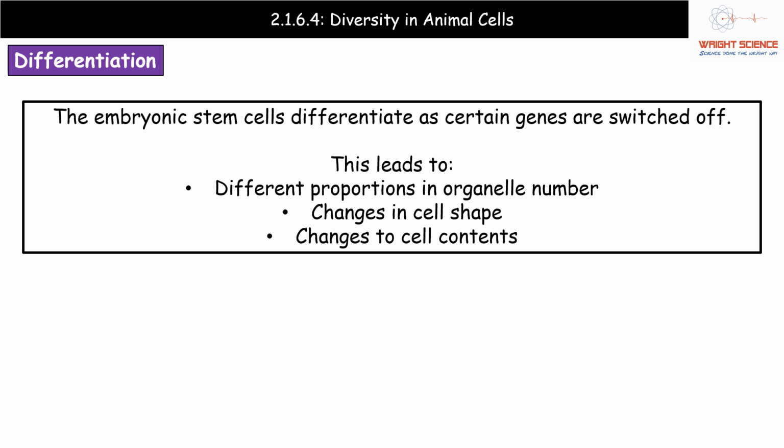And the way that this is achieved is by switching off certain genes within that genome. So what we end up with are different proportions in terms of the organelles present within those cells. We can change the shape of the cell, and we can even change the entire contents of the cell. And what we're going to do is have a look at a few examples of some of these specialised cells that you need to know about as per your specification.